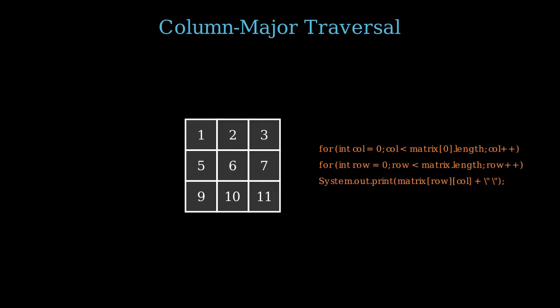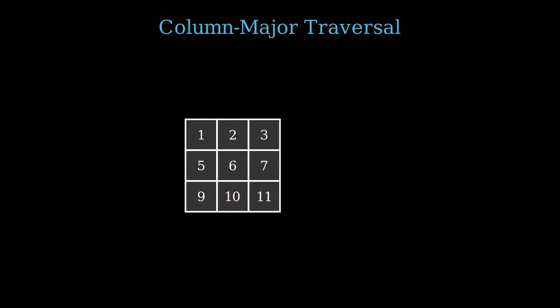Here's what the Java code snippet looks like. We use the same matrix declaration as before. Then, for (int col = 0; col < matrix[0].length; col++), and inside that, for (int row = 0; row < matrix.length; row++). Then we print System.out.print(matrix[row][col] + " "), and again System.out.println(). This prints the elements like this: 1, 5, 9, 2, 6, 10, 3, 7, 4, 8, 12.